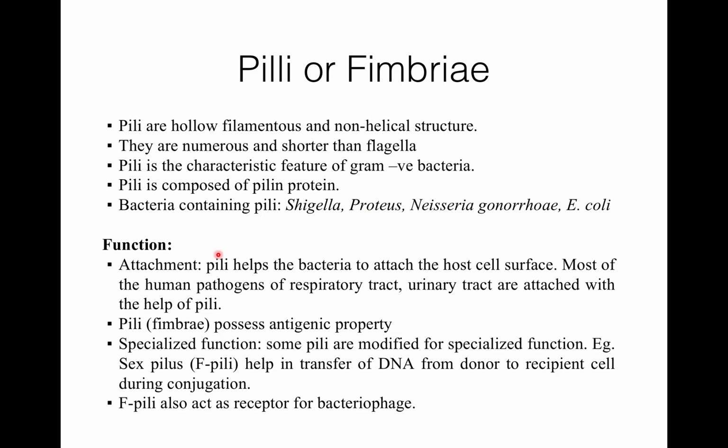Now, functions of pili. Pili help the bacteria to attach to the host cell surface, and there are so many pathogens or bacteria which are present in respiratory tract and urinary tract, and they are attached to the host with the help of pili. So pili has important role in attachment. Then pili and fimbriae both possess antigenic property. Now there is a much difference between pili and fimbriae. Fimbriae are small bristle-like fibrous structures which emerge from cell surface. These are also structures with 3 to 10 nanometer diameter, and they also help bacterium in attachment with the substrate or with another bacterium.